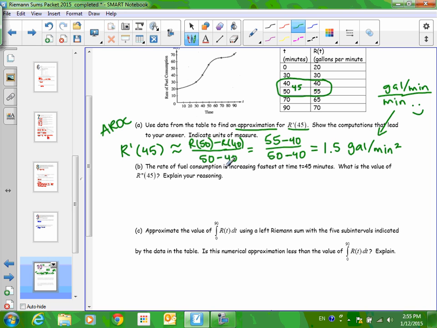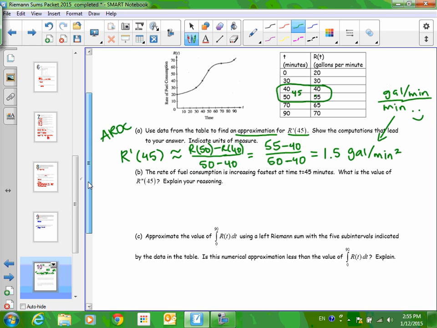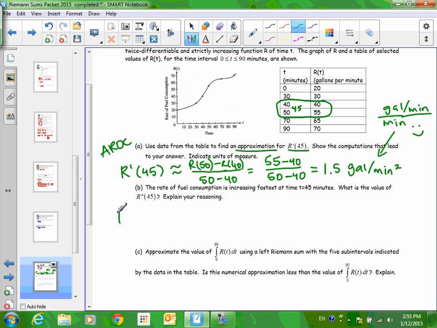The rate of fuel consumption is increasing fastest at time t equals 45. What is the value of r double prime of 45? So I'm going to go ahead and write r double prime of 45 equals. It doesn't say approximate, it says, what is it? So surely we're able to calculate this exactly. This is not a guess, an estimation, we're going to know what this is exactly.